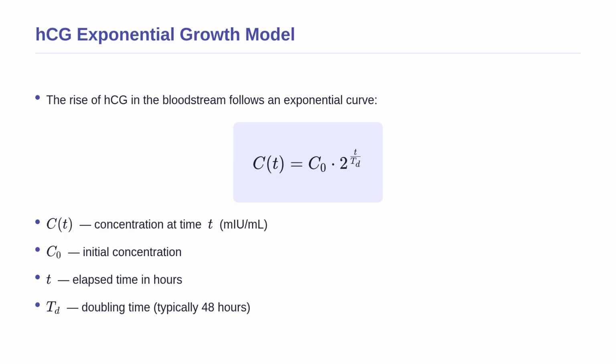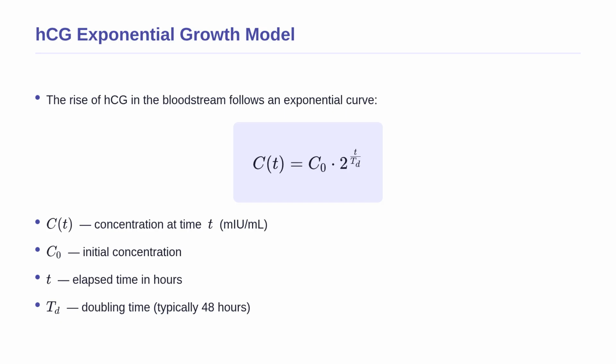This exponential rise we just discussed can be modeled perfectly with mathematics. The formula is C(t) = C0 × 2^(t/td). Let us understand these variables. C(t) is the expected hormone concentration at a given time.